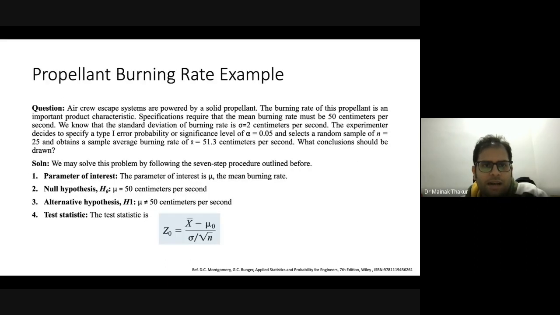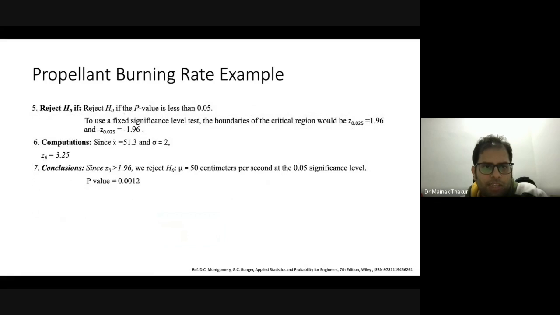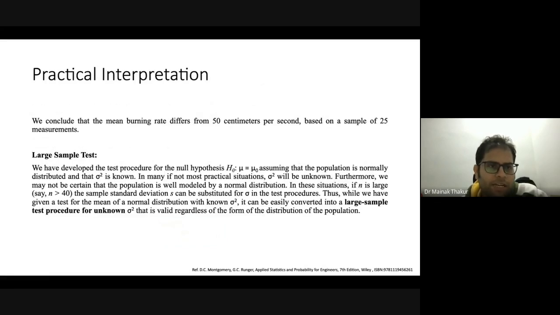Now, for this example or the procedure that we talked about, what is the practical interpretation of the final decision? We conclude that the mean burning rate differs from 50 centimeters per second based on a sample of 25 measurements. This is how we can conclude. And we have also assumed here that the population is normal.